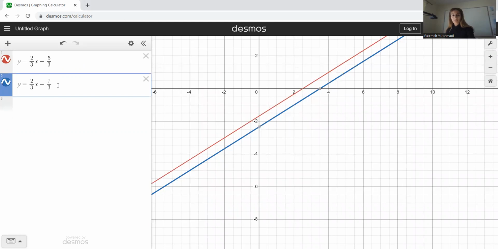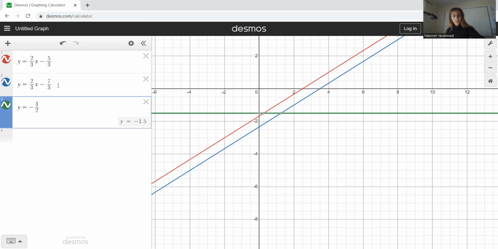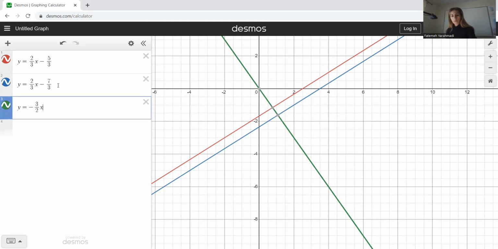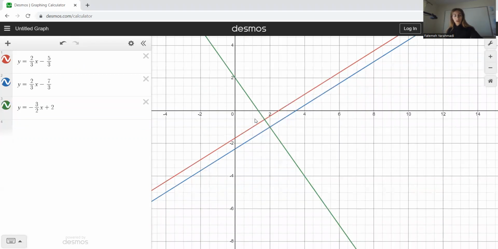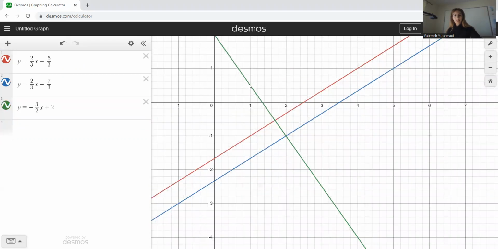The next line must be perpendicular. And as we saw, they have -3/2 times x and +2. There. So the green line is perpendicular to both of these two parallel lines. All right. You expect this to happen because the relation here says you have 2/3, 2/3, and -3/2. Negative reciprocal always results in a perpendicular line.